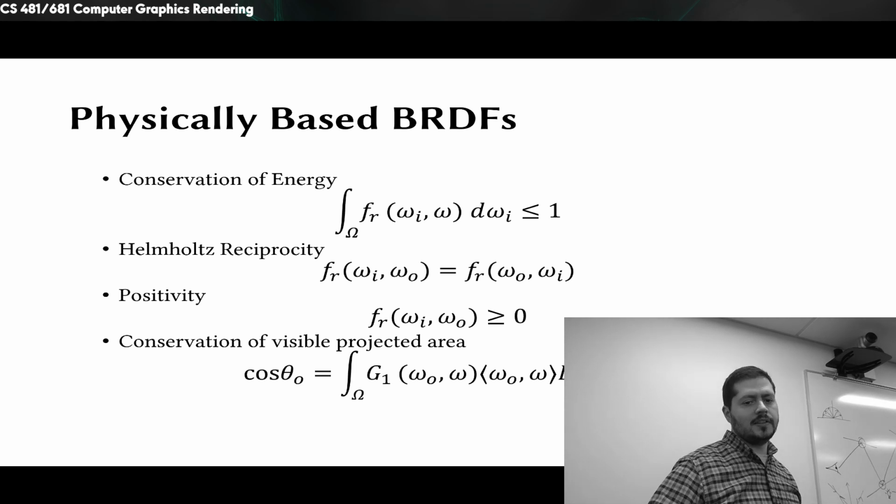Secondly, you have positivity. This means that you are going to reflect light, it's not less than zero. If you think about it, if the reflectance function was less than zero, how would that even work?